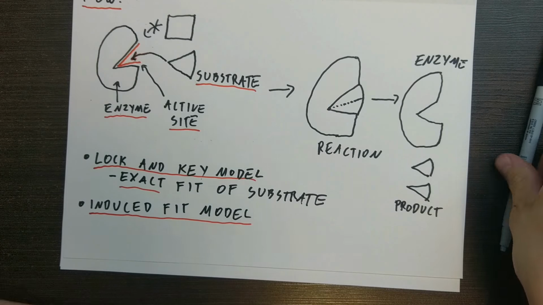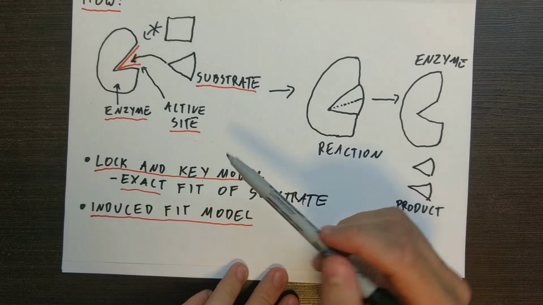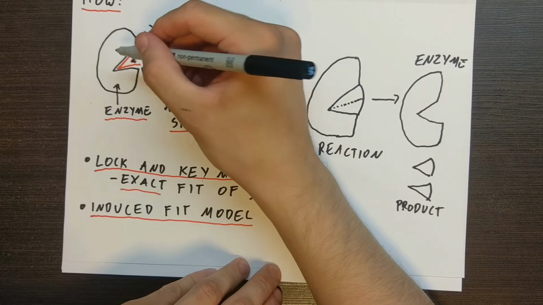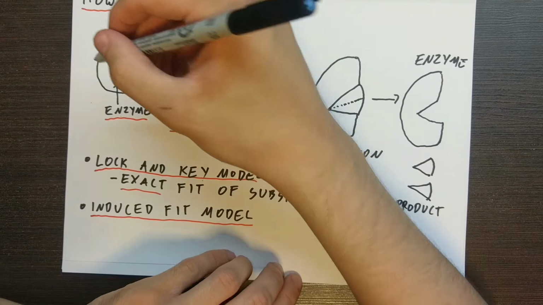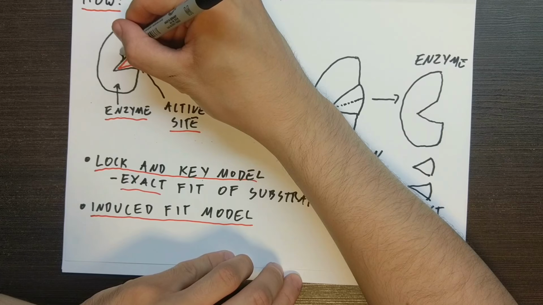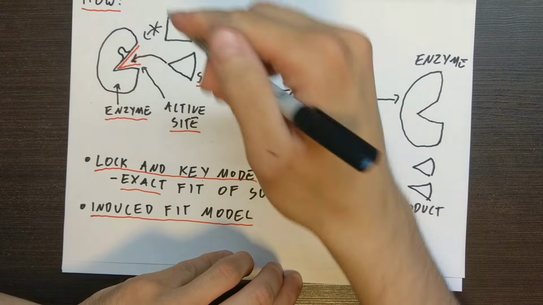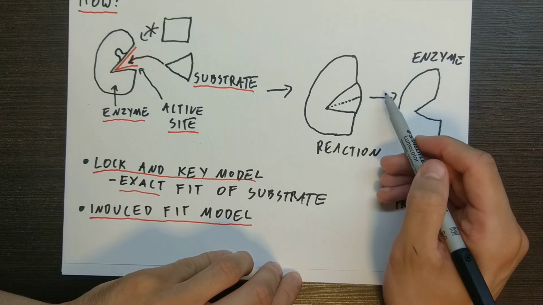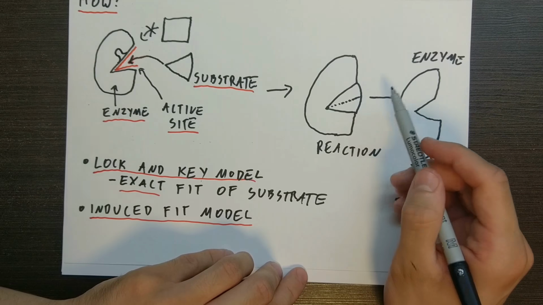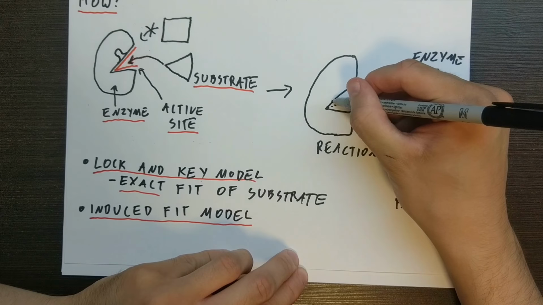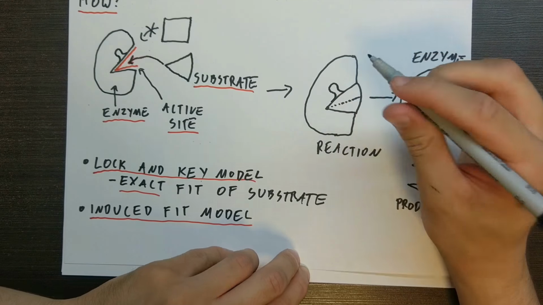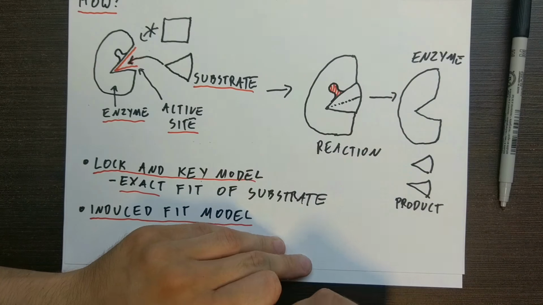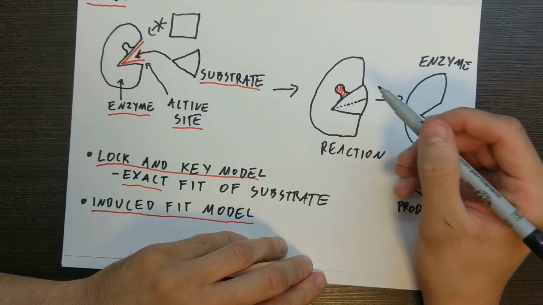An induced fit model is essentially very similar. The basics are still there. However, the shape of the substrate is not exactly the same as the shape of the active site. For example, we can have a little groove here in the active site, where the substrate does not have that groove. However, when the substrate enters the active site of the enzyme, the active site slightly changes its shape to fit that substrate and to be able to react it.